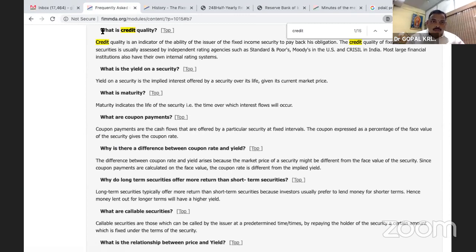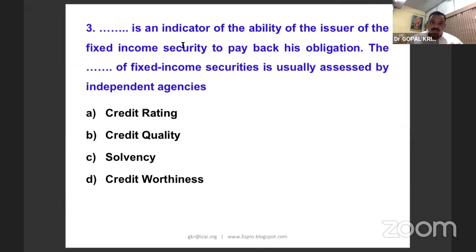Okay, good. So please look here. This is very important. Credit quality is the indicator of the ability of the issuer of the fixed income securities to pay back his obligation. The credit quality of fixed income securities is usually assessed by an independent credit rating agency, and what they give is called credit rating. But credit quality is assessed. Credit rating is not assessed. Please look at the word. So the dash of the fixed income securities is usually assessed by an independent agency. Credit quality. So the answer is very important. It is 3B. That is why you have to be very, very strong in the concepts. I repeat, you have to be strong in concepts.